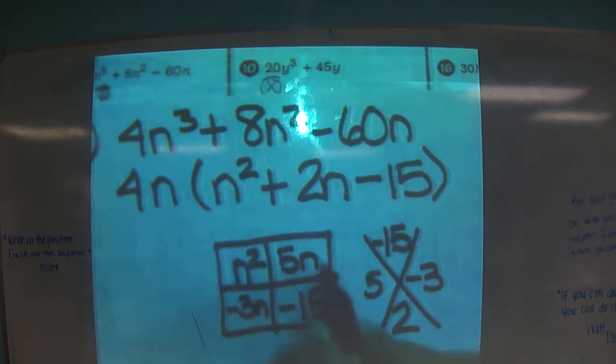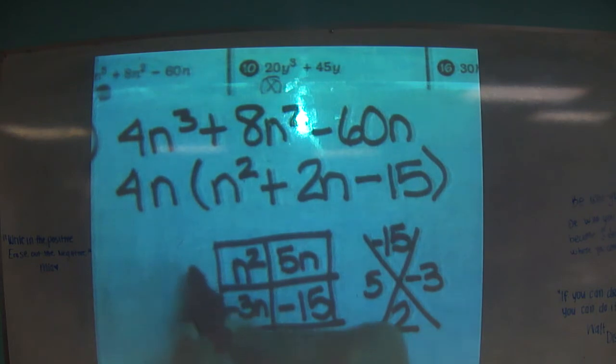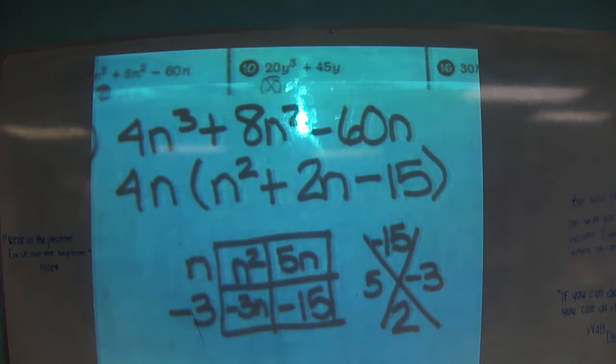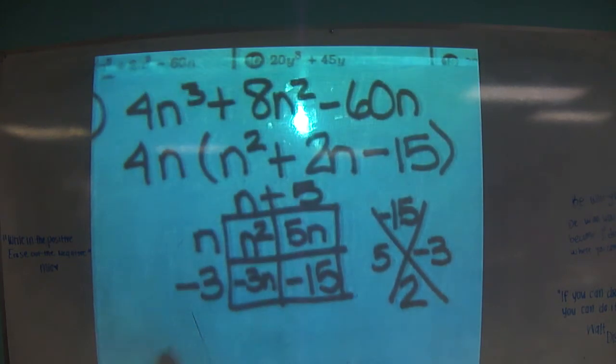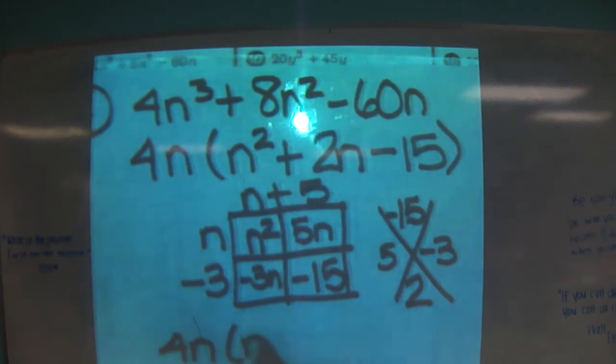What do n squared and 5n have in common? N. What do negative 3n and negative 15 have in common? Negative 3. What do n squared and negative 3n have in common? N. And what do 5n and negative 15 have in common? Positive 5. So your factors are, remember, 4n is our first factor. Then we have n plus 5 and n minus 3.